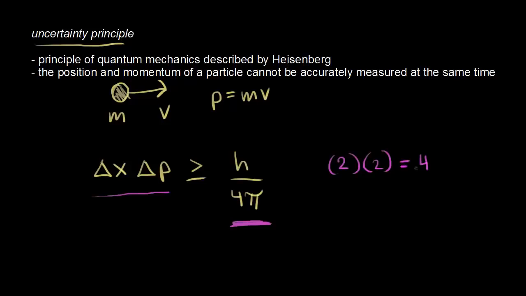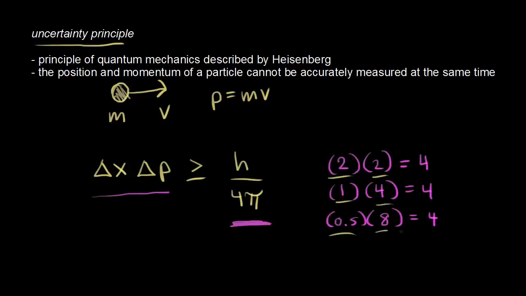So if 2 times 2 is equal to 4, if I decrease the uncertainty of the position, so I decrease it to 1, so the uncertainty in the momentum must increase to 4, because 1 times 4 is equal to 4. If I decrease the uncertainty in the position even more, so if I lower that to 0.5, I increase the uncertainty in the momentum. That must go up to 8, so 0.5 times 8 gives us 4. And so what I'm trying to show you here is as you decrease the uncertainty in the position, you increase the uncertainty in the momentum.